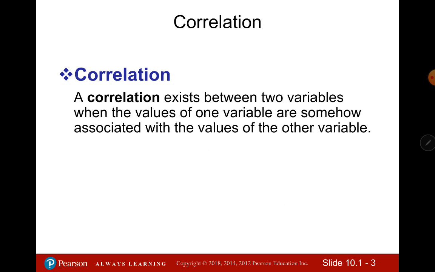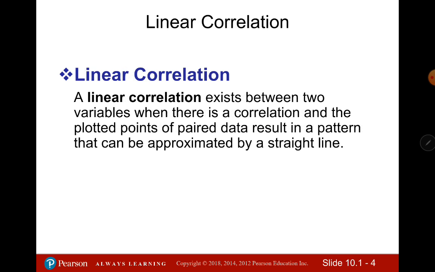First, let's check the definition of correlation. Just like I said, for each sample we will have two values. That's two variables. And the value of one variable is somehow associated with the other variable. So these two variables are not independent of each other. One is related to the other one. So we call the relationship a correlation. That's the basic definition.